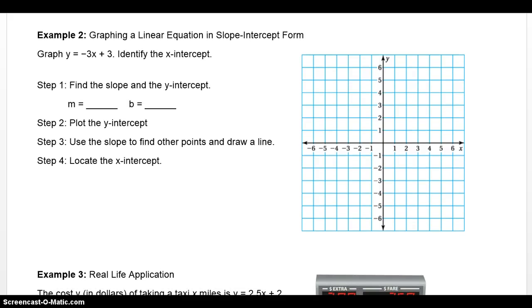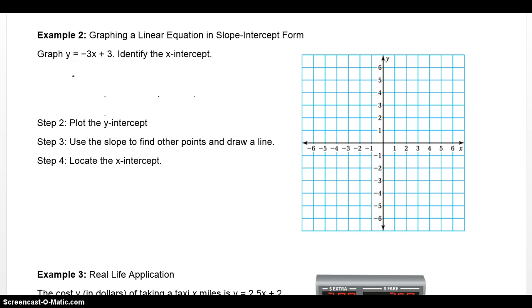Graphing a linear equation in slope-intercept form. So this is the fun part. We first look at y equals mx plus b, identify the slope and the y-intercept. So those are the two parts. We have to do this first. Okay, so y equals mx plus b.